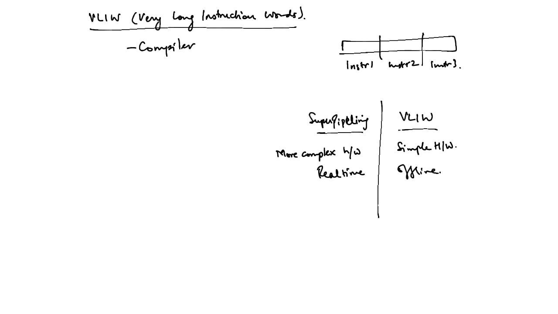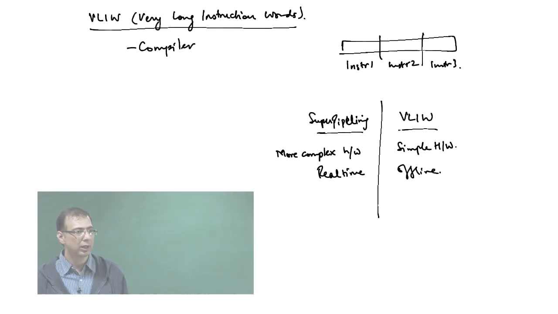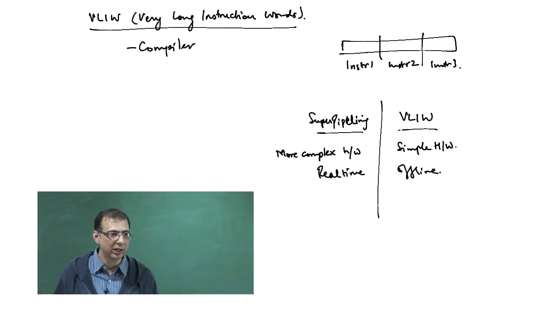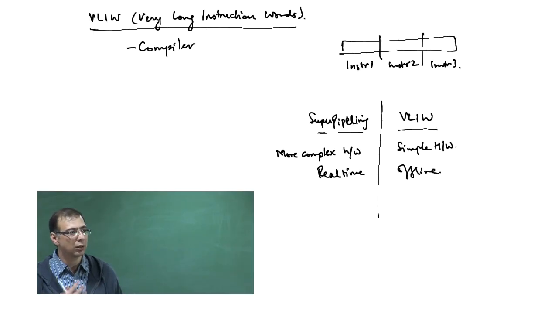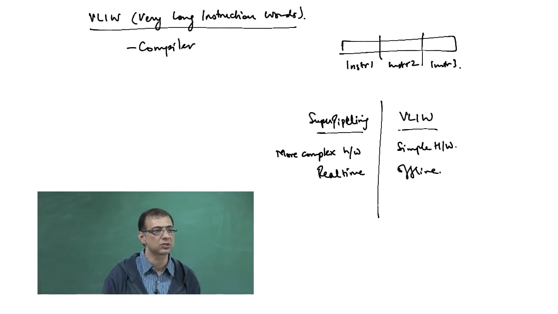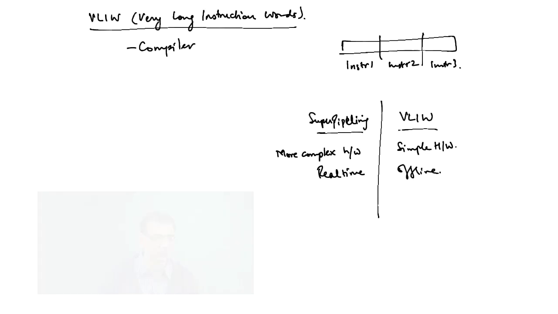But that's not a restriction when you're doing it in the compiler, because it's being done offline, you can take your own sweet time. Yeah, the compilation is going to be slow, but that's fine. You can look at a larger window, you can look at more permutations and combinations and figure out which instructions can be issued together.